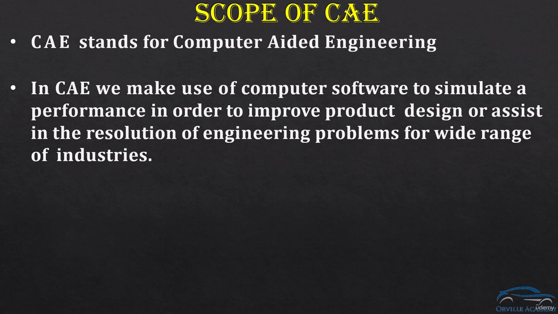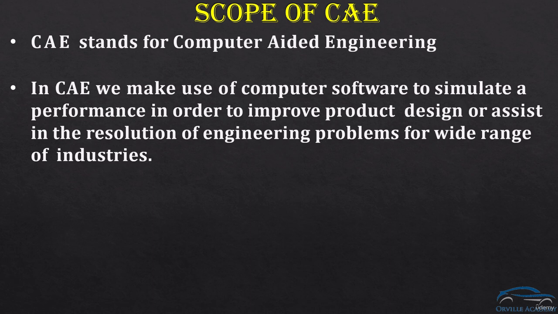Now let us understand what I mean by simulating a performance. With the help of a CAE tool, we will try to mimic the physical behavior of a component using the boundary and loading conditions. That is nothing but simulating a performance. Now why do we want to do it? Of course, we want to improve the product design and assist in the resolution of engineering problems. If you remember, in our first session, when discussing the PLM cycle, we stated that everything starts with a need, and that need is nothing but our problem. So in order to resolve those problems, we can make use of computer tools.